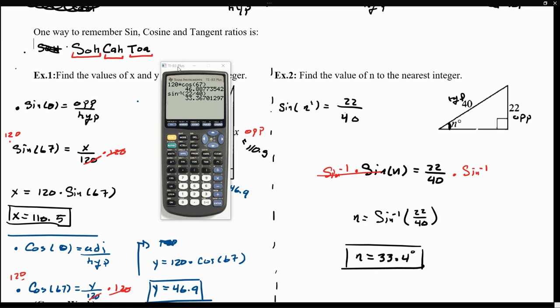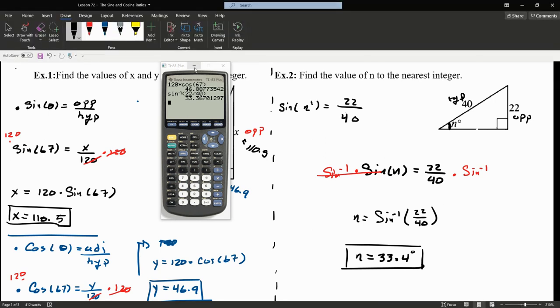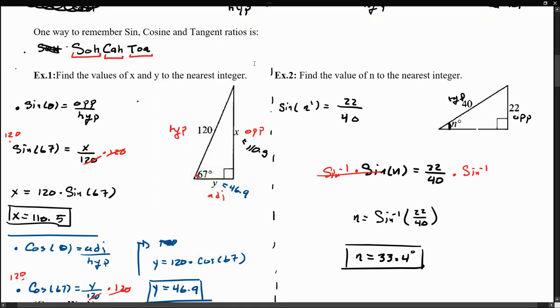So this is one way that we can use the sine and the cosine ratios to find either lengths or angles in any right triangle.